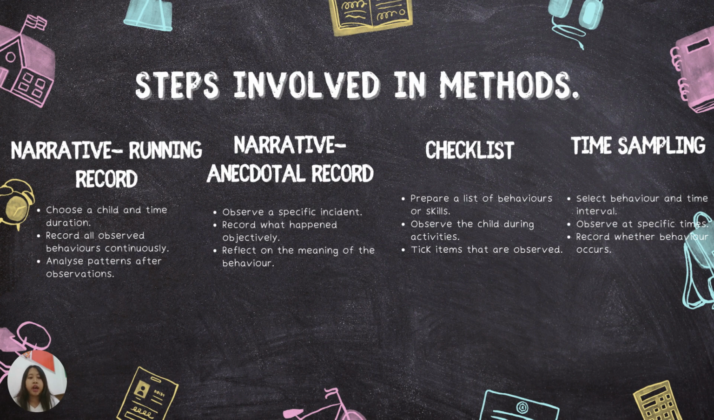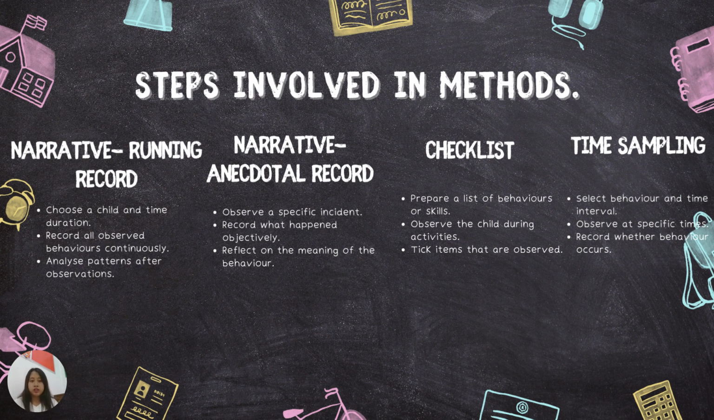Choose a child and time duration. Then record all observed behaviors continuously. And lastly, analyze the patterns after observation. The next one, steps involved in narrative anecdotal record. Observe a specific incident, then record what happened objectively, and lastly, reflect on the meaning of the behavior.